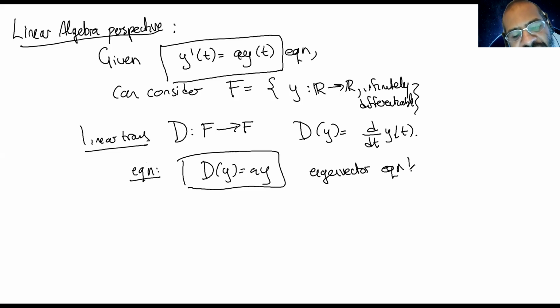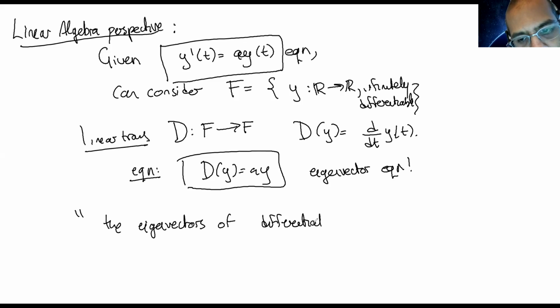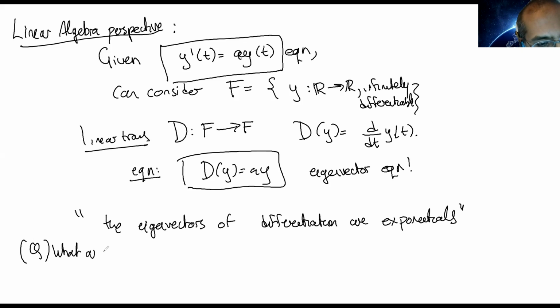Okay, so it's asking for vectors such that applying the linear transformation doesn't change the direction. It's multiplied by a constant. And so what we really proved is that the eigenvectors of differentiation are exponentials. What are the eigenvalues, by the way? Any thoughts?